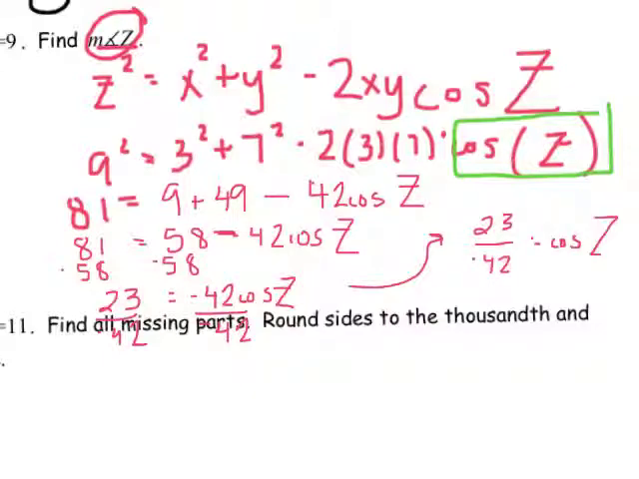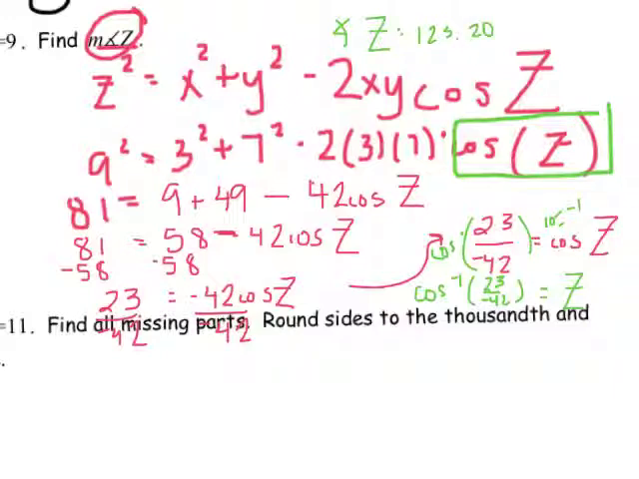So we practiced this. This is why we did that warm-up, just to kind of recall things. If we have z that's attached to a cosine, I need to take inverse cosine on both sides. And so that's how I get rid of that to get z all by itself. So z equals cosine inverse of 23 over negative 42. So if we type that into our calculator, we get 123.204. So angle z equals 123.204.